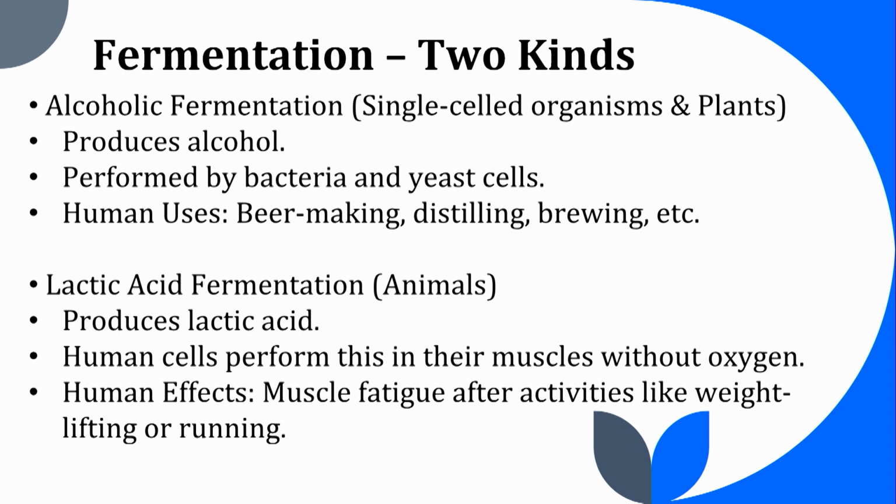This is how we produce alcohol, okay? So anything, wine, beer, those harder spirits, you produce all of that alcohol by this process. It's called alcoholic fermentation, okay? It's performed by bacteria and yeast cells, and humans can use this for different things. We'll make beer, we'll distill, and we'll brew with it. Okay, this is also what causes bread to rise. Okay, in animals, so that's what happens in plants and yeast and single-celled organisms.